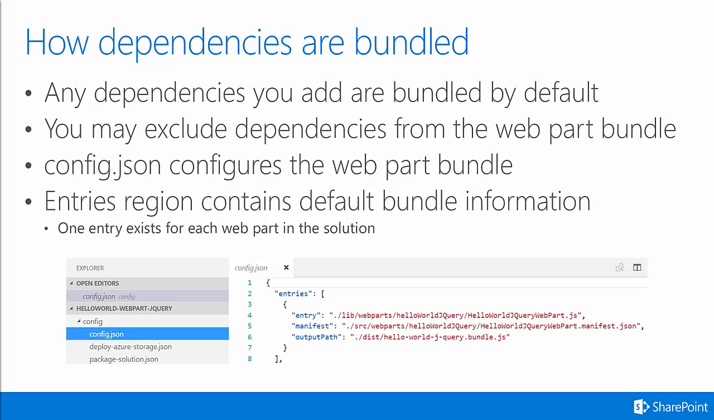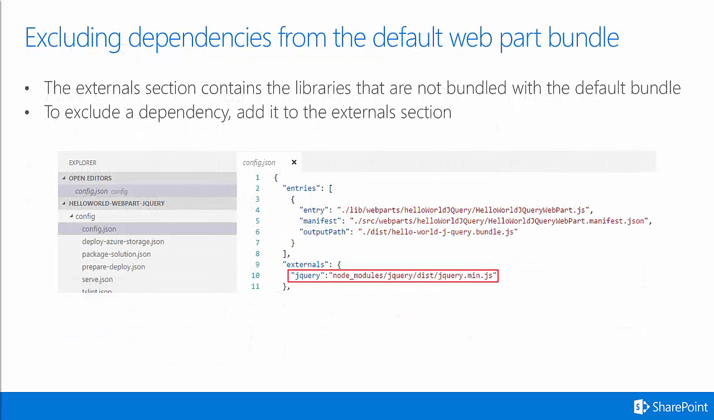The config.json file you see pictured on the screen here contains information about your bundles and any external dependencies. The entry region contains the default bundle information. In this case, the jQuery web part bundle. When you add more web parts to your solution, you will see one entry per web part. The externals section contains the libraries that are not bundled with the default bundle.